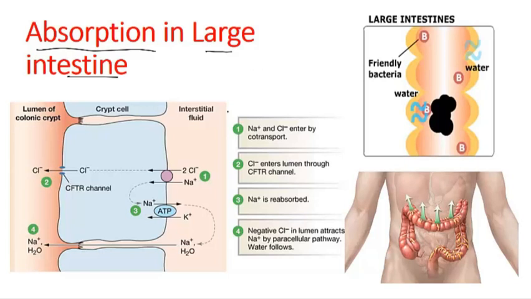Some of the example is E. coli, that's a friendly bacteria that is present in our large intestine that helps to generate vitamin K that is absorbed by these large intestinal cells, as well as large intestinal cells absorb a lot of water to make the feces much more concentrated to be released outside the body.